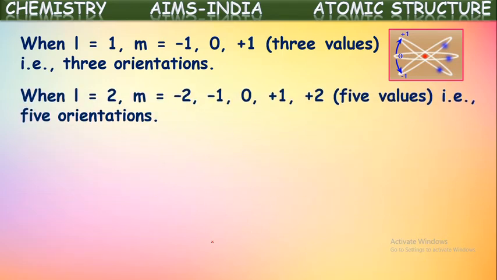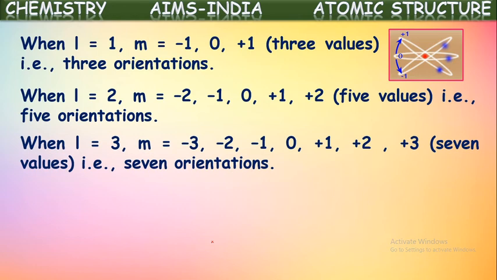Next, when l is equal to 2, that represents the d subshell. In that, the total m values will be minus 2 to plus 2 including 0: minus 2, minus 1, 0, plus 1, plus 2. Totally 5 values are possible, so 5 orientations are possible. These orientations are said to be orbitals, so there are 5 orbitals in the d subshell, that is, l equal to 2.